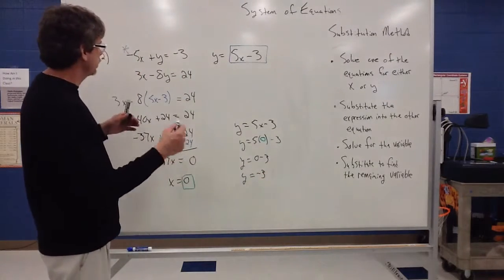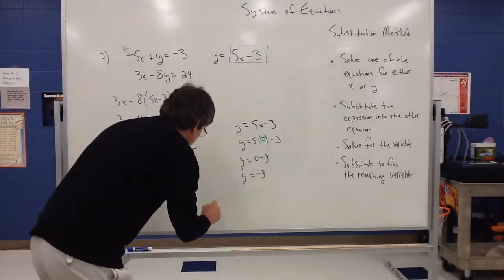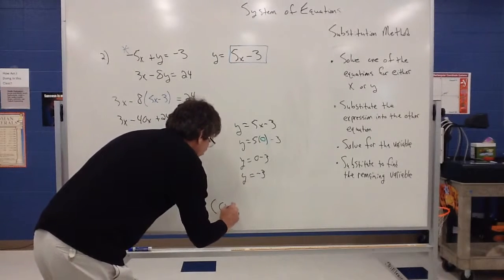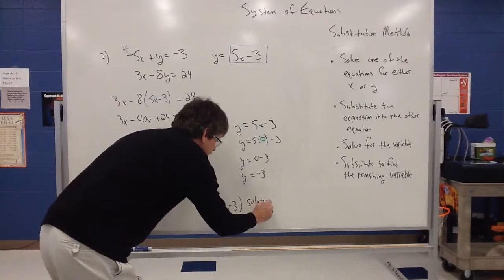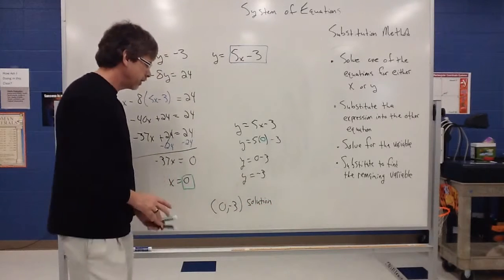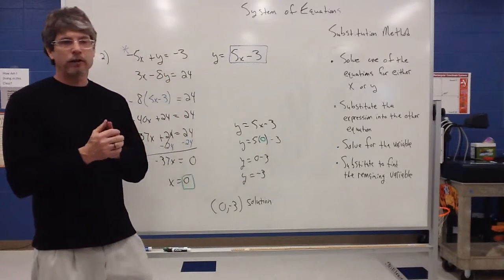So again, my solution is that ordered pair. Now I guess I'm just going to put this down below. 0, negative 3 would be my solution. So make sure you clarify that your solution is actually going to be the point where these two lines would have intersected.